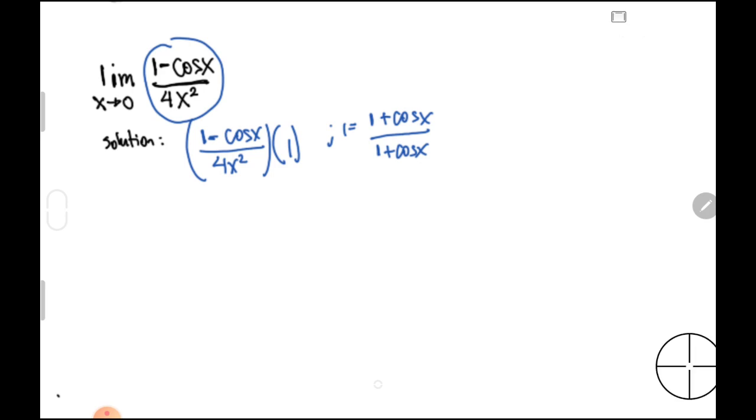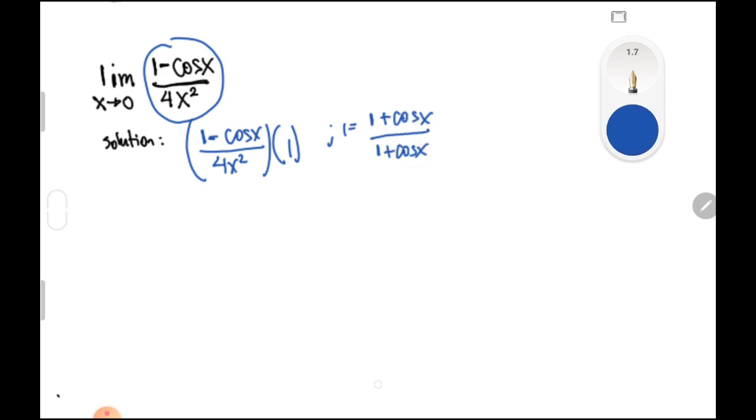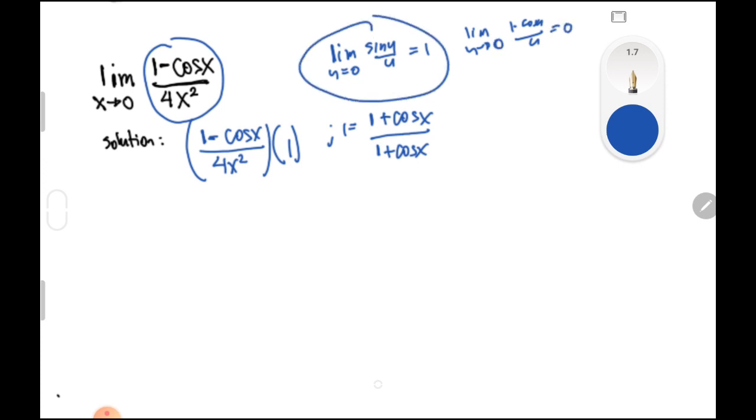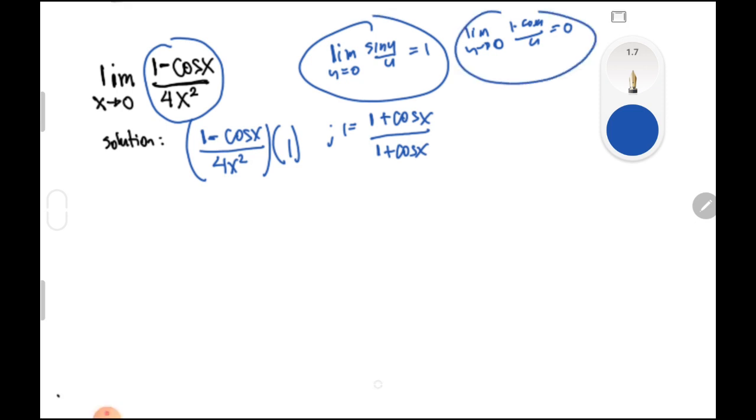Okay, so after having this value, we can calculate our solution. Yung objective kasi natin is to have the function or the equation into a solvable value by our theorems, which is the limit of sine u over u as u approaches 0 is equal to 1. Okay, yan yung gusto kong diskarte natin, or pwedeng yung limit of 1 minus cosine u over u as u approaches 0 is equal to 0. Okay, so these are the functions that we would want to produce.